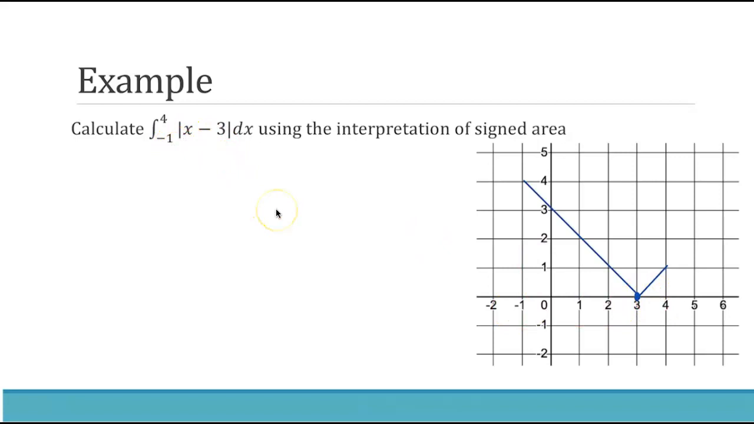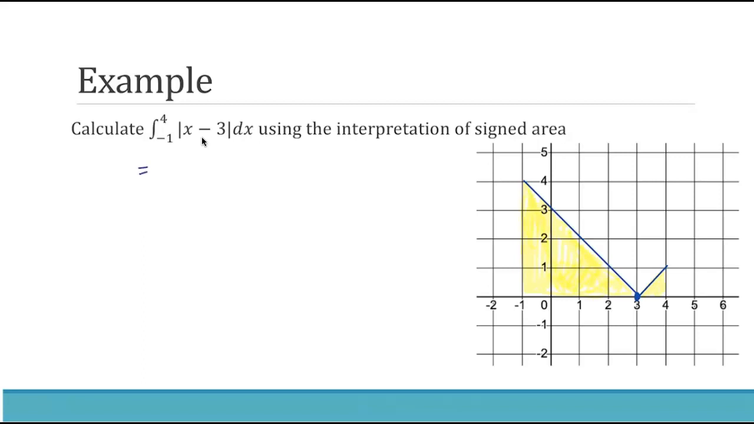So we're going to go ahead and first shade the region that this definite integral represents. It's all positive area, so the area between the function and the x-axis is all positive area above the x-axis. It's 2 different triangles, so we're going to go ahead and calculate the area of both and then add them together.